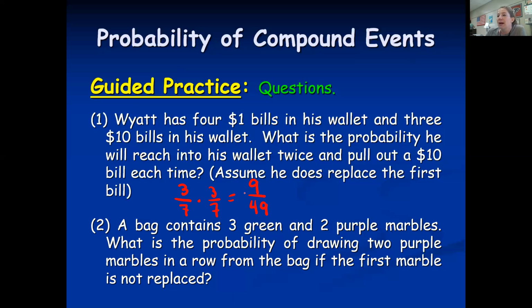All right, look at number 2, a bag containing 3 green and 2 purple marbles. What's the probability of drawing 2 purple marbles in a row from the bag? Now it says if the first marble is not replaced. Well, that makes it dependent events, right? So the first time we have 5 marbles in the bag. And how many of those 5 are purple? 2.